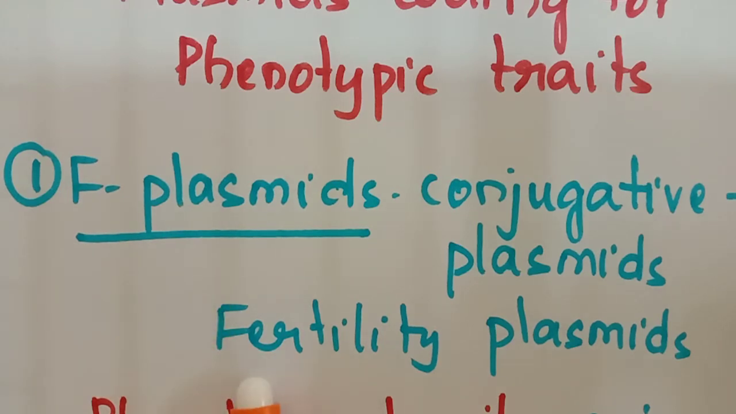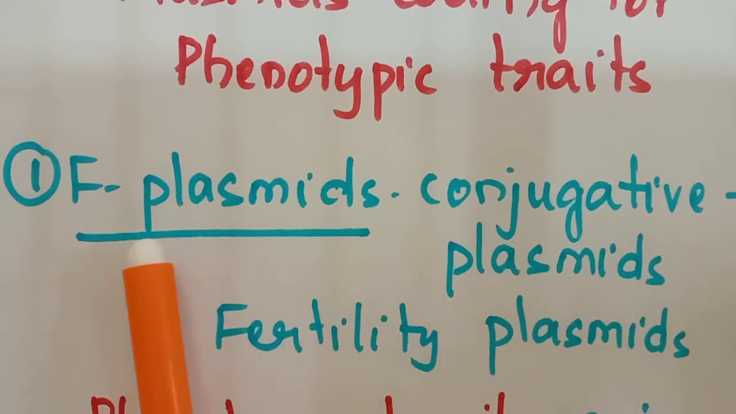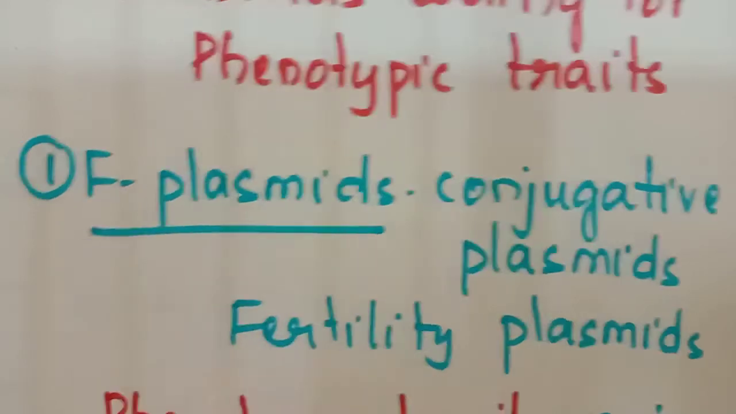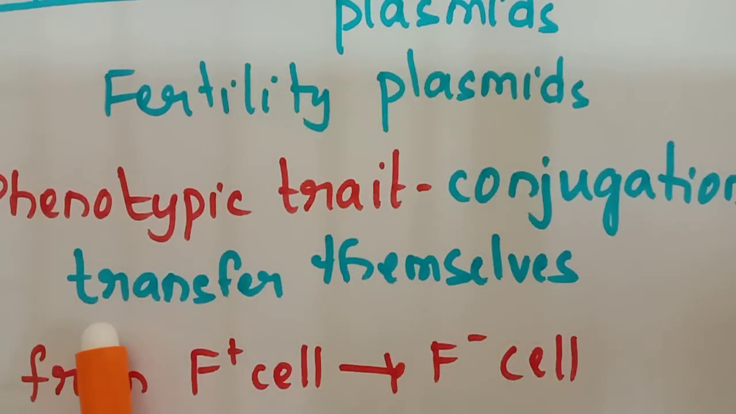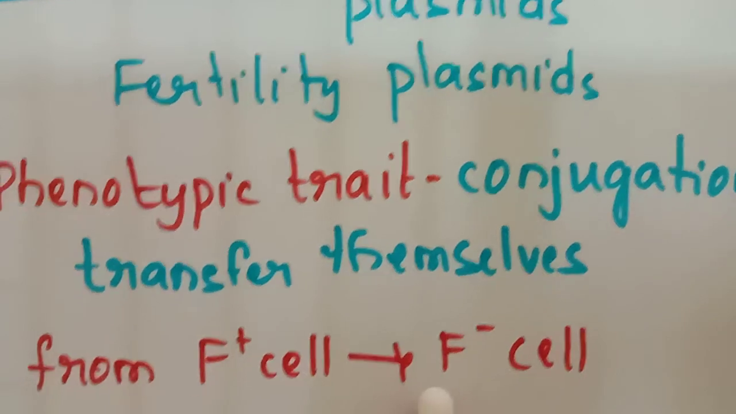F plasmids, which are also known as the fertility plasmids or conjugative plasmids. These F plasmids will be involved in the process of conjugation. This you have studied in the previous semesters. So here the phenotypic trait is conjugation. That means they can transfer themselves. From where they will transfer? They will transfer themselves from F plus cell to F minus cell. F plasmid can transfer themselves through the process of conjugation from F plus cell to F minus cell.